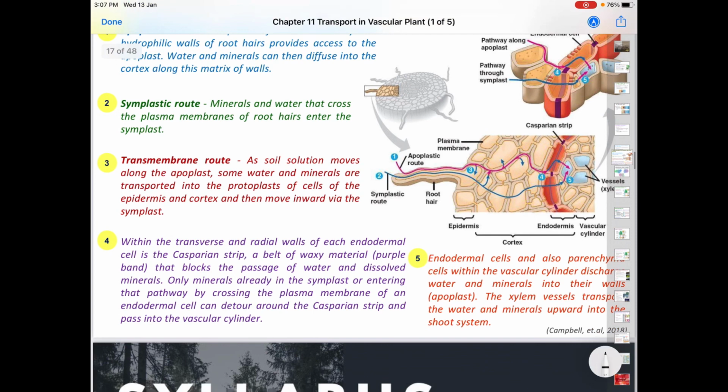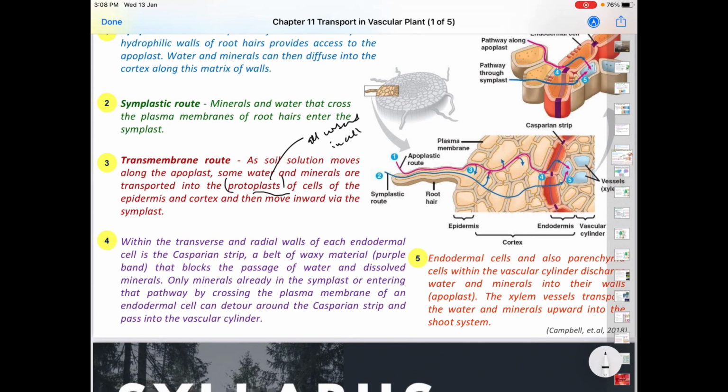We have the apoplastic route, we have the symplastic route, we have another, the transmembrane route. And what is a transmembrane route? As the soil solution moves along the apoplast, some water and minerals are transported into the protoplast of cells of the epidermis and cortex and then move inward via the symplast. Protoplast refers to all the content in cells. All content in cells we call protoplast.